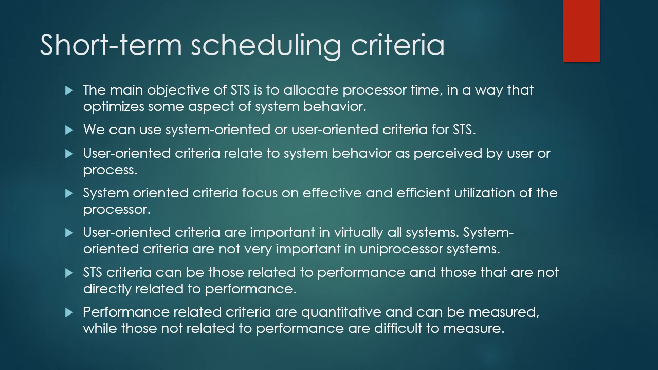User-oriented criteria relate to system behavior as perceived by user or process. These are things that matter to the user and make the user love or hate the computing system. System-oriented criteria focus on effective and efficient utilization of the processor. These are things the designer of the system wants to see in it. User-oriented criteria are important in virtually all systems. System-oriented criteria are not very important in uniprocessor systems.